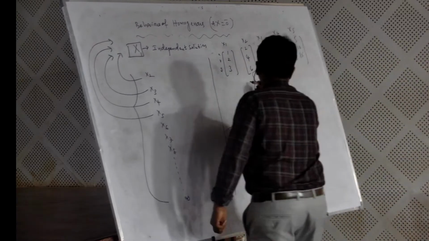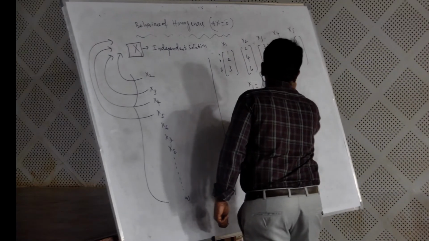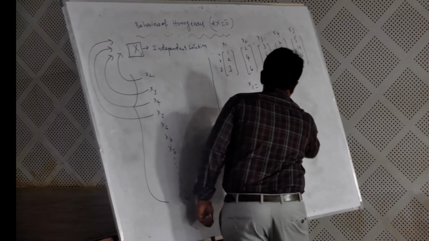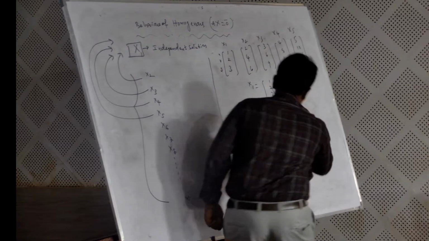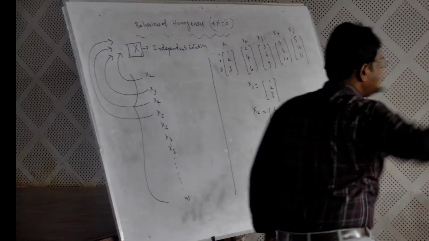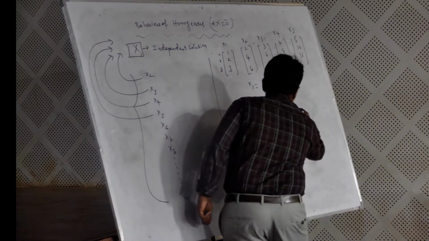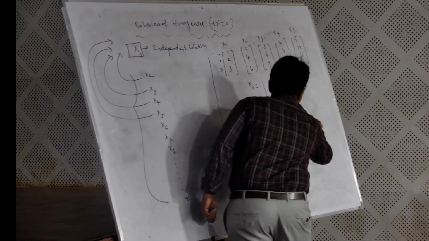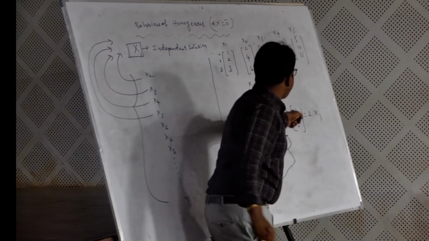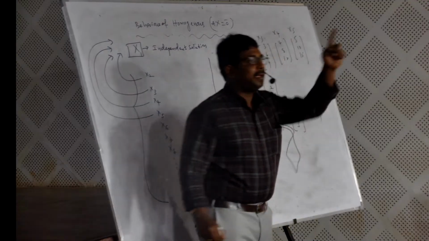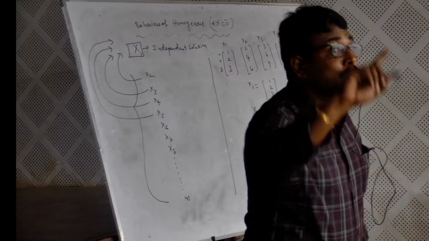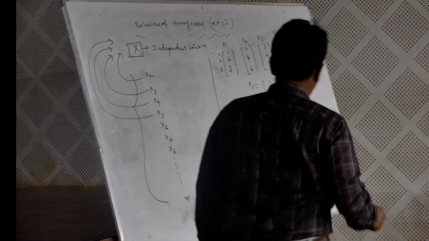Now, what is x1? x1 is 1, 2, 3. x2 is 2, 4, 6. What is x2? Take 2 common. If you take 2 common, that is nothing but 2 times of this 1, 2, 3, which can be replaced by x1. So x2 equals 2 times x1.